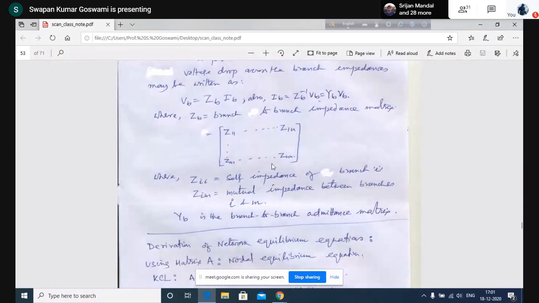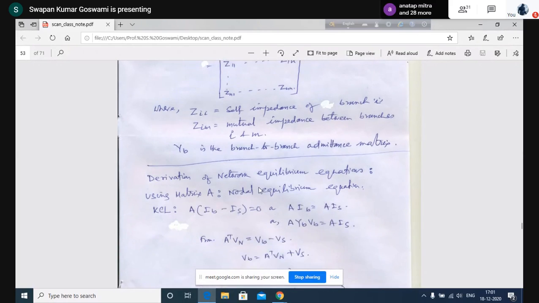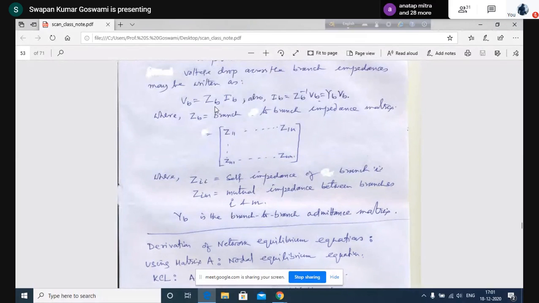Now here you see that if ZB is the branch to branch impedance matrix, what will be YB? It is the branch to branch admittance matrix. It will be the inverse of matrix ZB. Now you see that this branch to branch impedance matrix will have self as well as mutual terms.